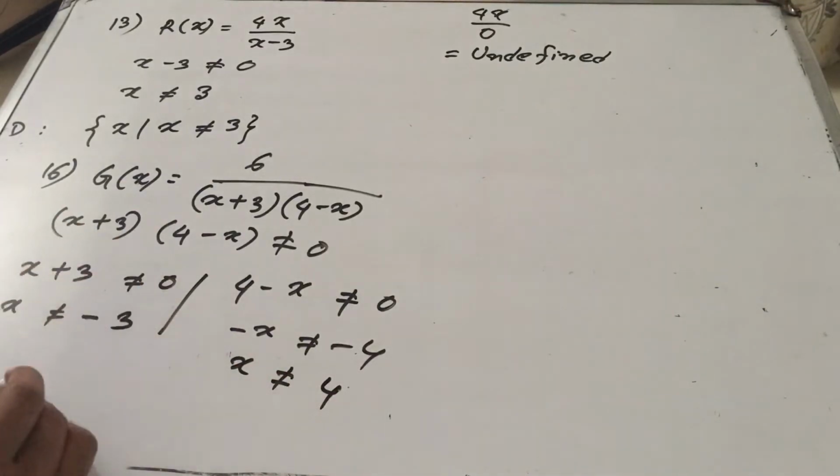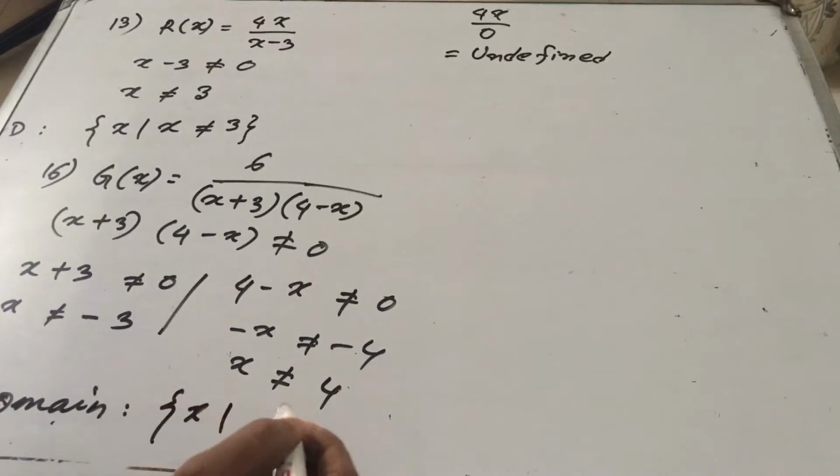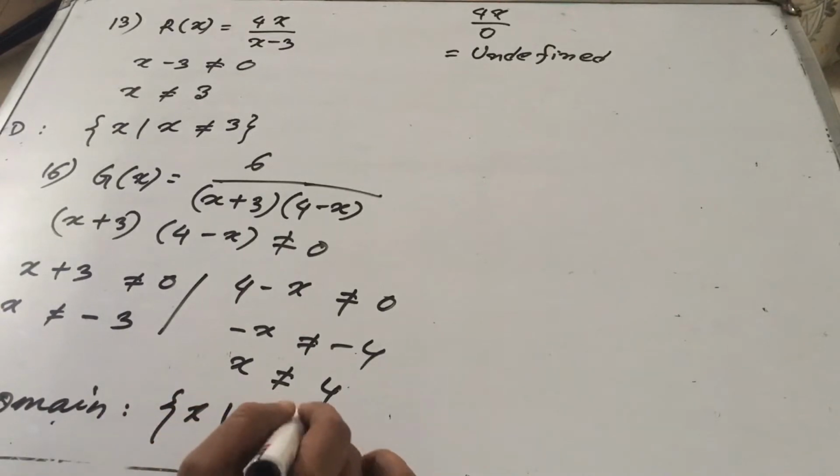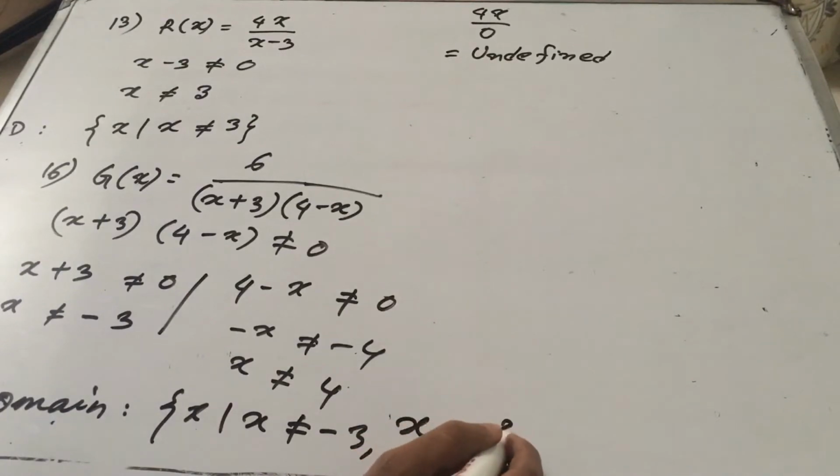So the domain of this function, if we write the answer, will be x is all real numbers, except the conditions are x cannot be equal to minus 3 and x cannot be equal to 4. So those are the two conditions that we have to write here.